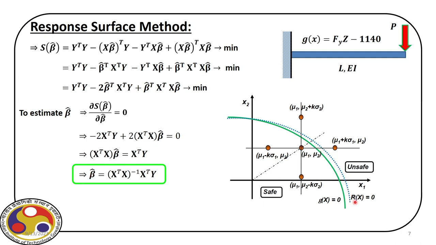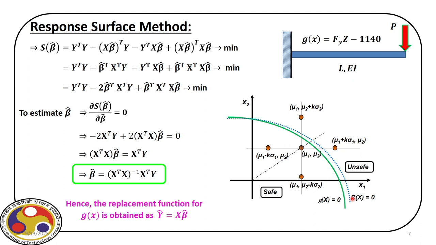So the dotted line, either we call it g hat x or R(x), sometimes we call it R(x). R stands for the response surface. So this is the response surface that we fit in place of this original limit state. Now in this case again we have an explicit performance function, but in case of implicit performance function also we can evaluate for every possible value of x1 and x2. So we can plot this green line and we can also plot this dotted line. That dotted line is nothing but the response surface. This R stands for the response surface.